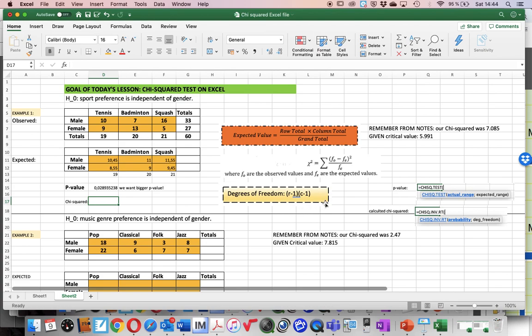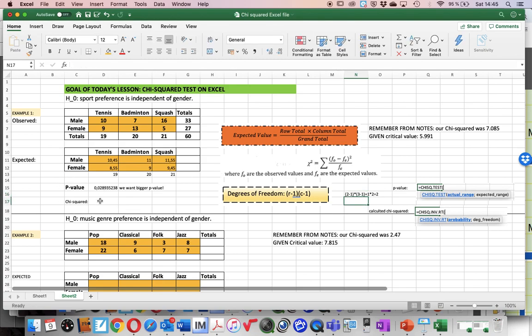I'm not going to explain what it is in order to avoid this being too long, but we always find this number by doing row minus 1 times column minus 1. The total is not included. So here we have 2 rows, so we're going to go 2 minus 1. And then we have 3 columns, so we're going to go 3 minus 1. So 2 minus 1 is 1. 3 minus 1 is 2. Okay, so this number is 2.